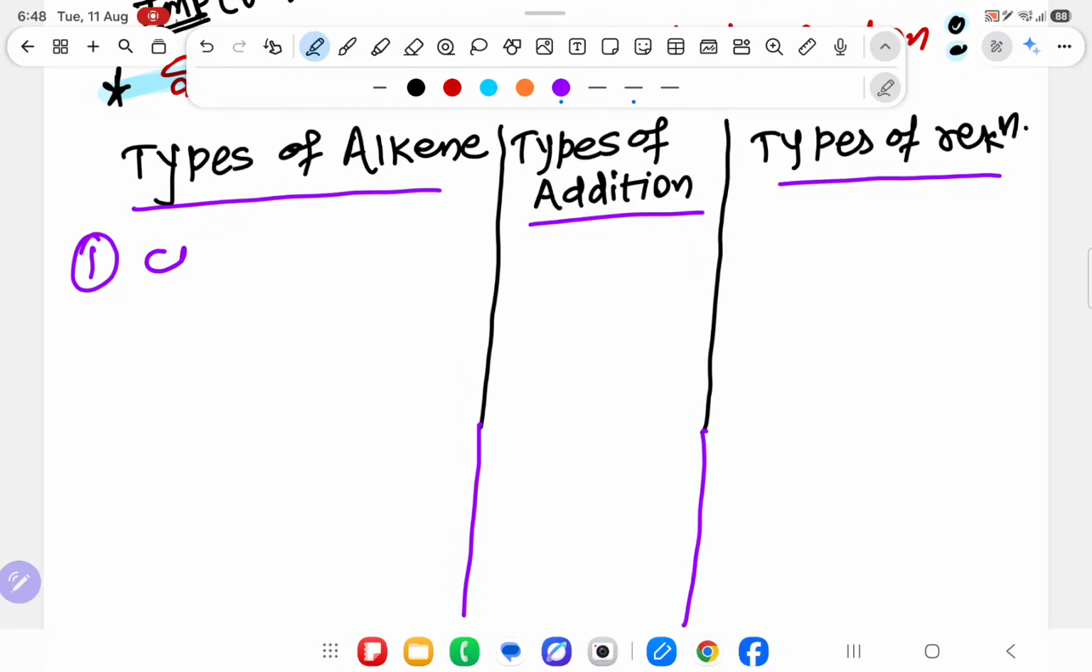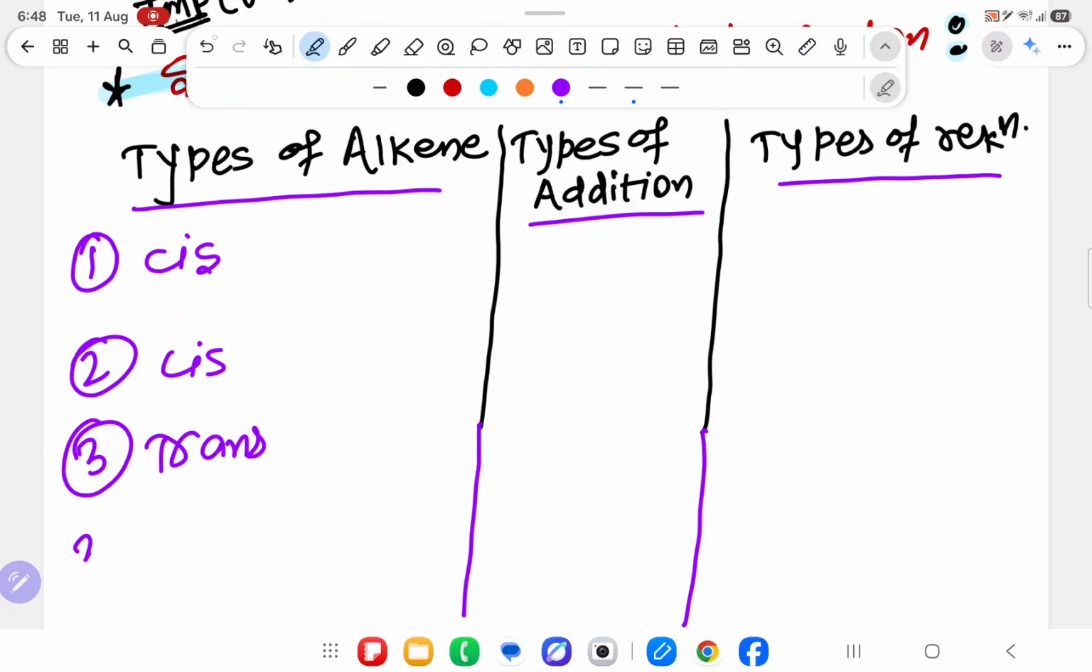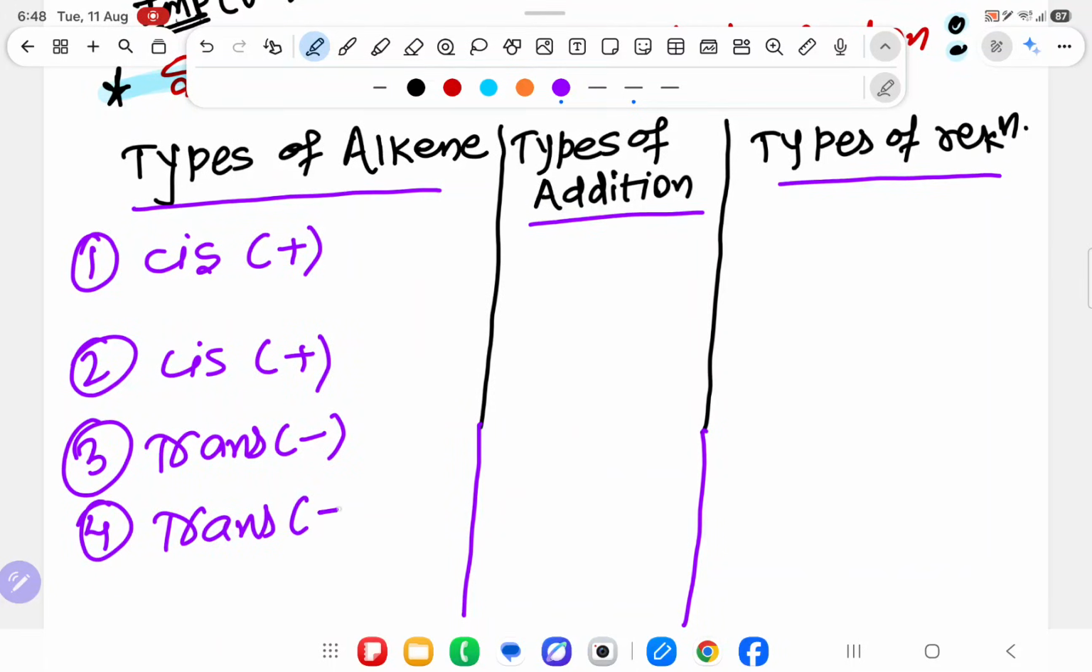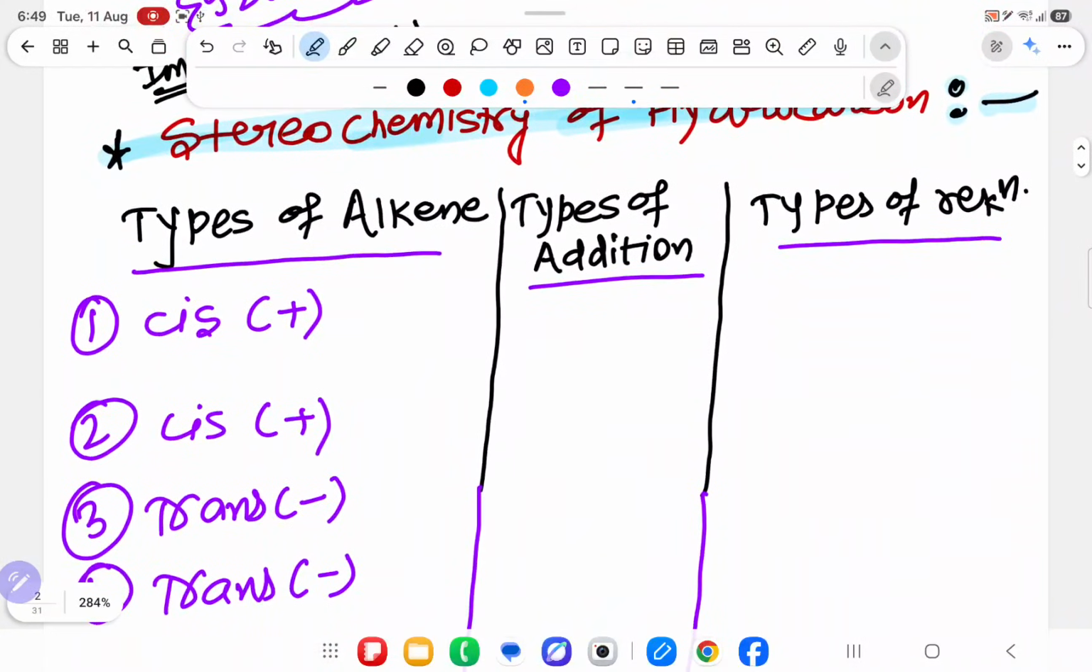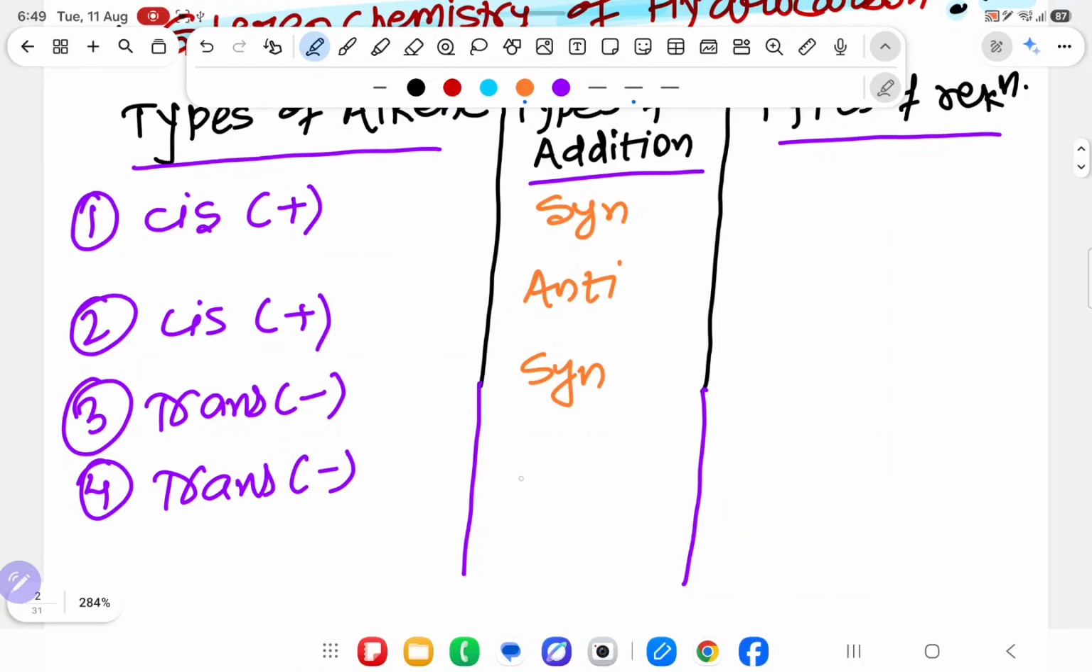Suppose alkene will be given either cis or trans. Two times why I am writing, I will dictate that. Whenever cis is given, consider cis as positive, trans as negative. And any type of addition, like hydrogenation, what is it doing? Hydrogenation is doing syn addition. Similarly, every reaction is fixed. Some reactions will do syn, some reactions will do anti.